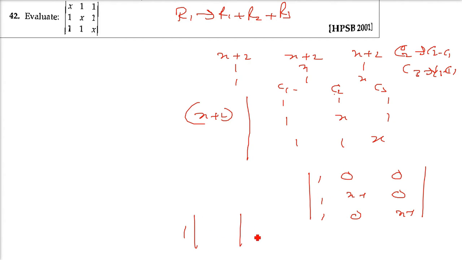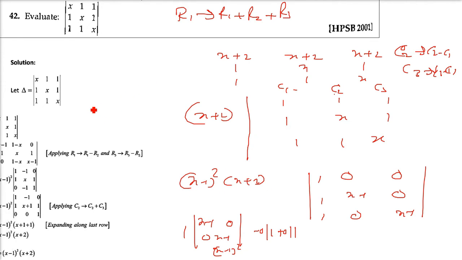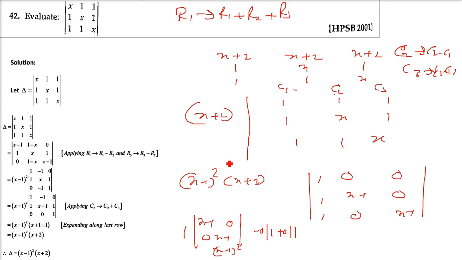So 1 into something we are opening using the first row, minus 0 into something plus 0 into something. So we are just taking the first one: x minus 1, 0, 0, x minus 1. Now when we multiply, x minus 1 whole square minus 0. 1 into x minus 1 whole square is x minus 1 whole square. So you get x minus 1 whole square into x plus 2. This is the final answer. These are the stepwise ways which you can do it.